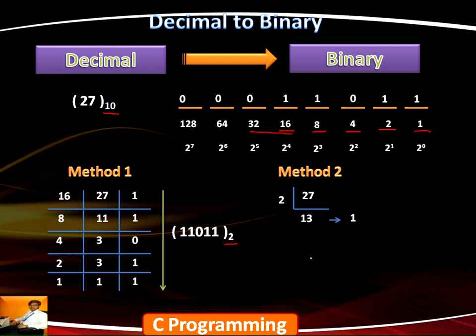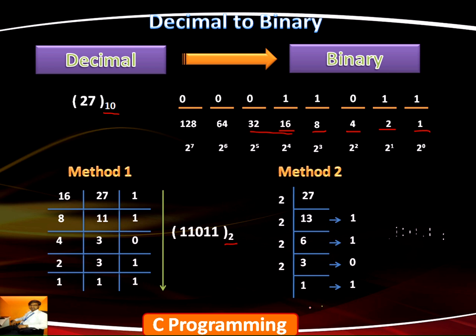And we'll have to repeat this process until we encounter a value which is less than 2, that is 1 or else 0. So 2 6s are 12, giving 13, and we are left with the remainder as 1. Next, 2 3s are 6, and we are left with the remainder as 0. 2 1s are 2, and finally we have the remainder as 1.